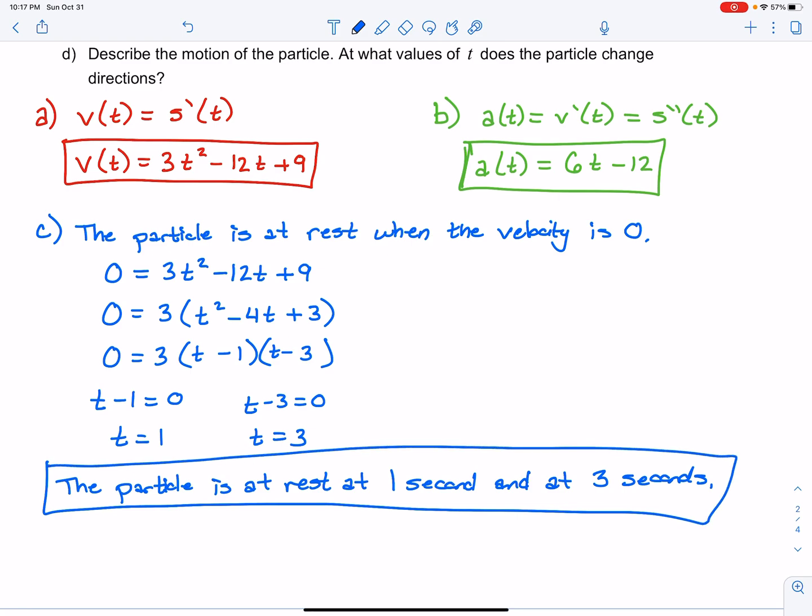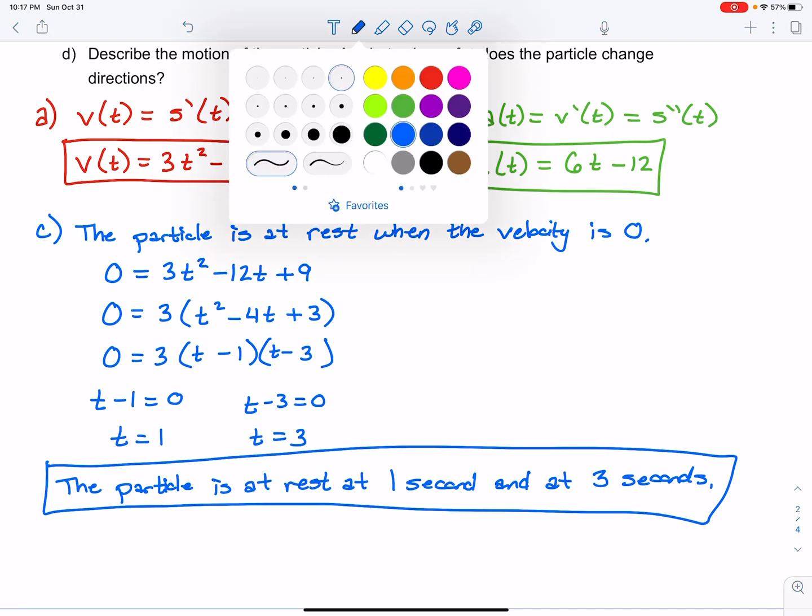And then the last question asks us to describe the motion of the particle. Now, anytime you see the word describe, that means that you probably want to do this in sentences. A couple of words is not going to be enough to describe something. So we want to say what is going on with the particle and be as specific as we possibly can.